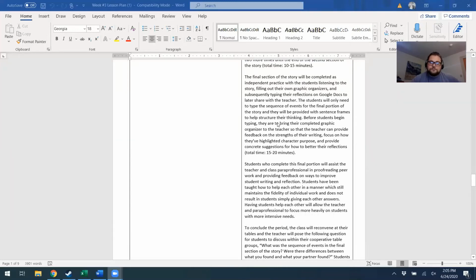At this point, after they have completed that final section, not only getting their work checked by the teacher or para but also typing it, students who complete the final portion will assist the teacher and class paraprofessional in proofreading peer work, providing feedback on ways to improve student writing and reflection.